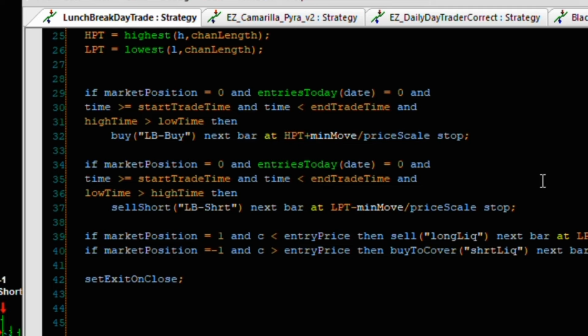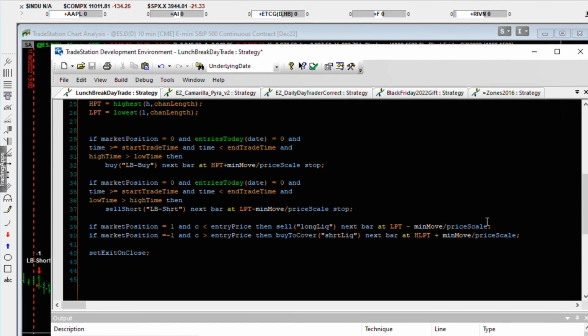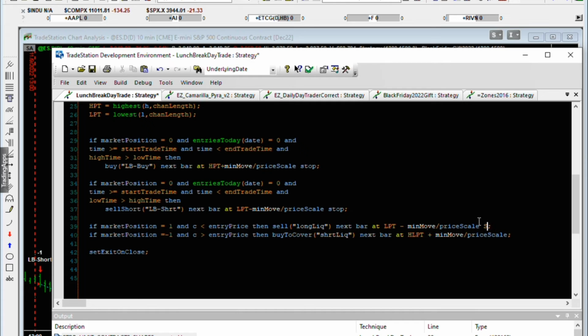Okay, I verified, and I have one error here. Let's hit stop. You got to put it. What is it, a stop, limit, market? What is it? So you got to put stop on both of these.